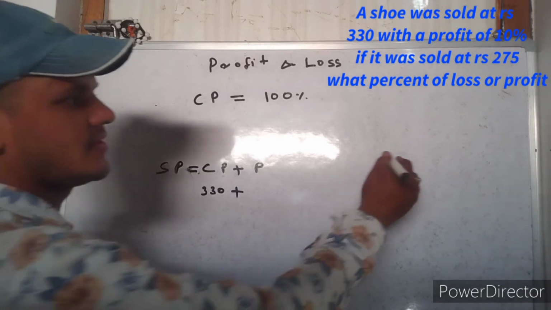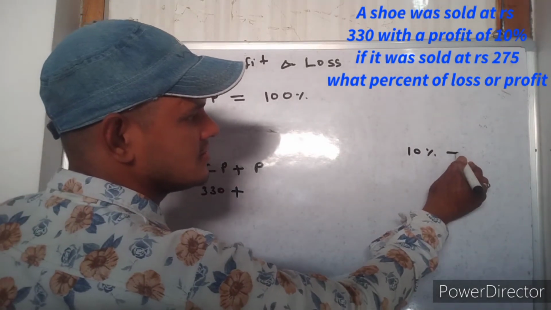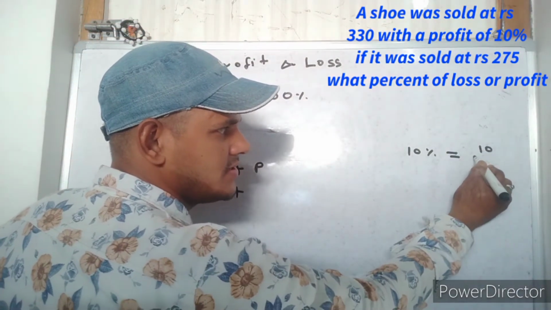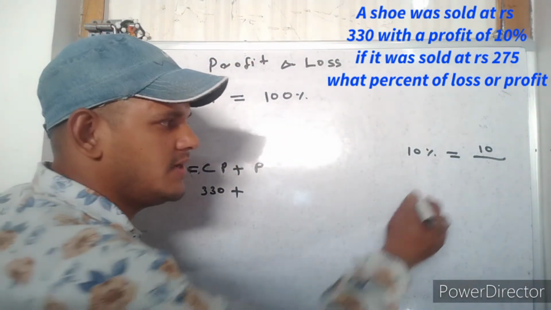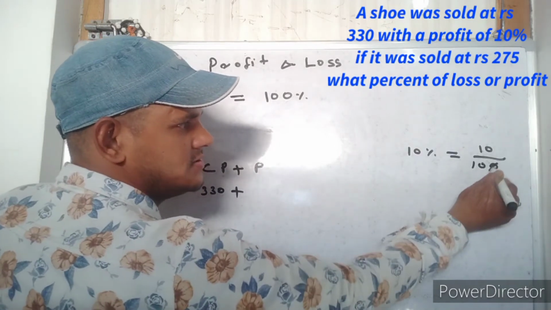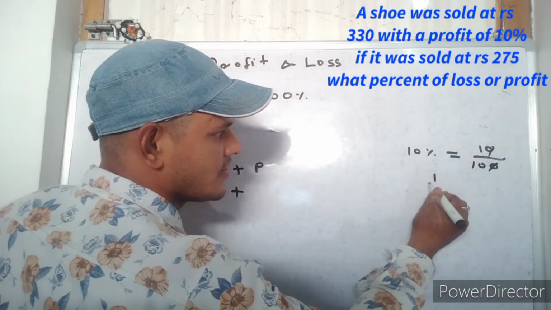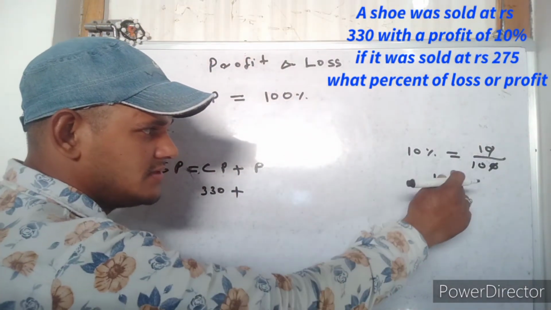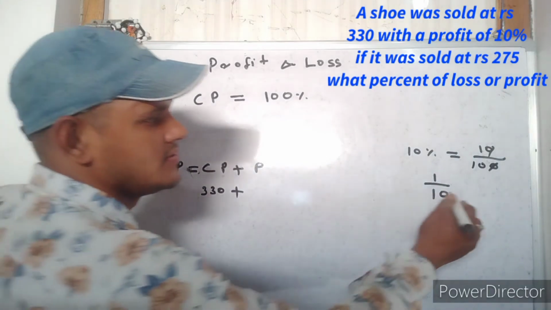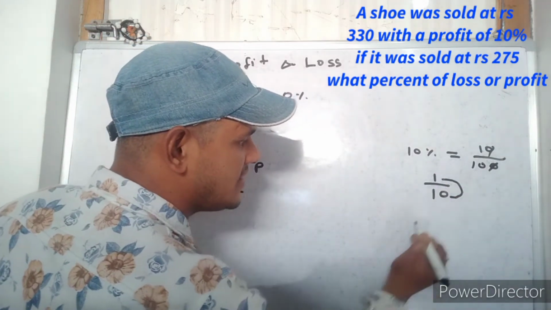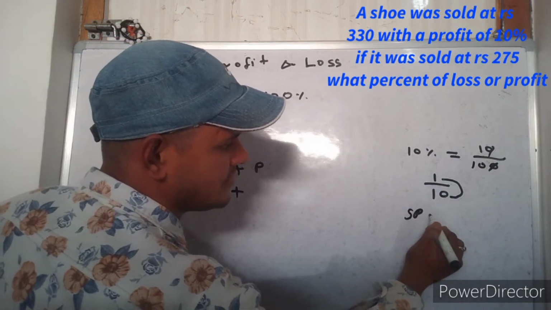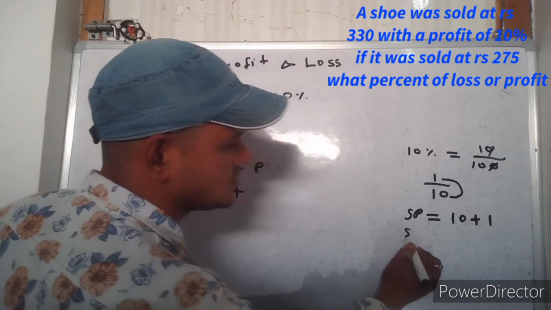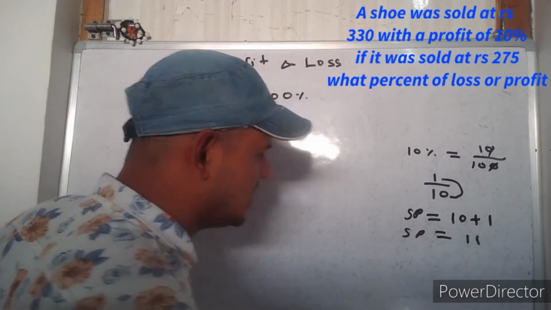So see here, 10% changed into a fraction: 10% is 10 by 100, 0 cancel, so 1/10. This is our CP and this is our profit. CP plus profit will be the selling price. Selling price equal to 10 plus 1. So selling price is 11.